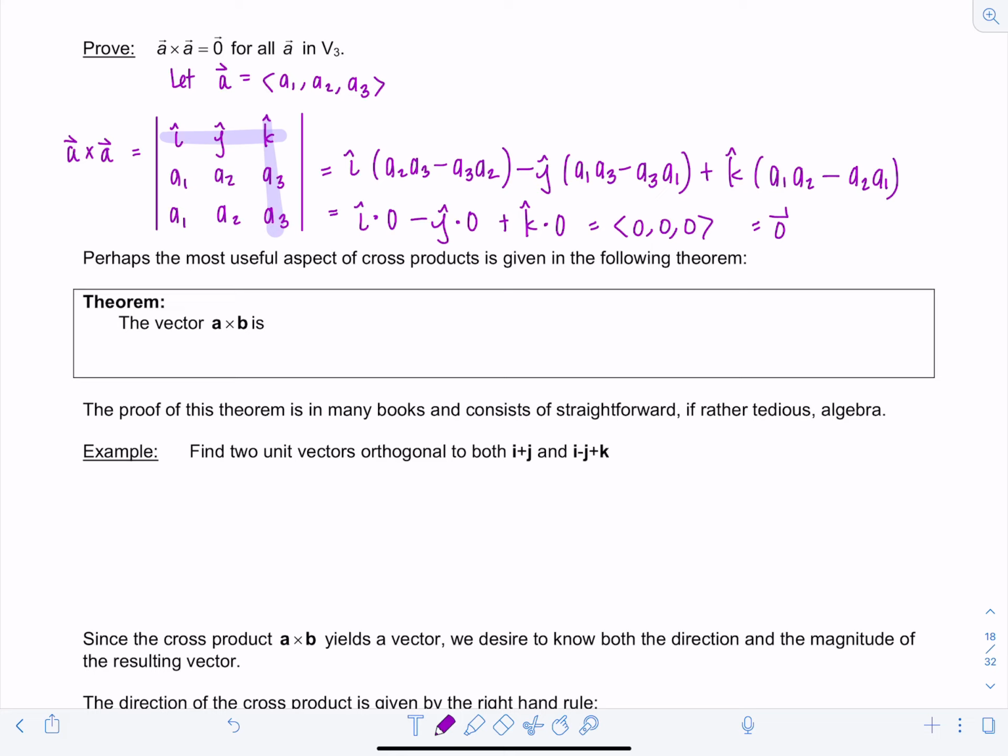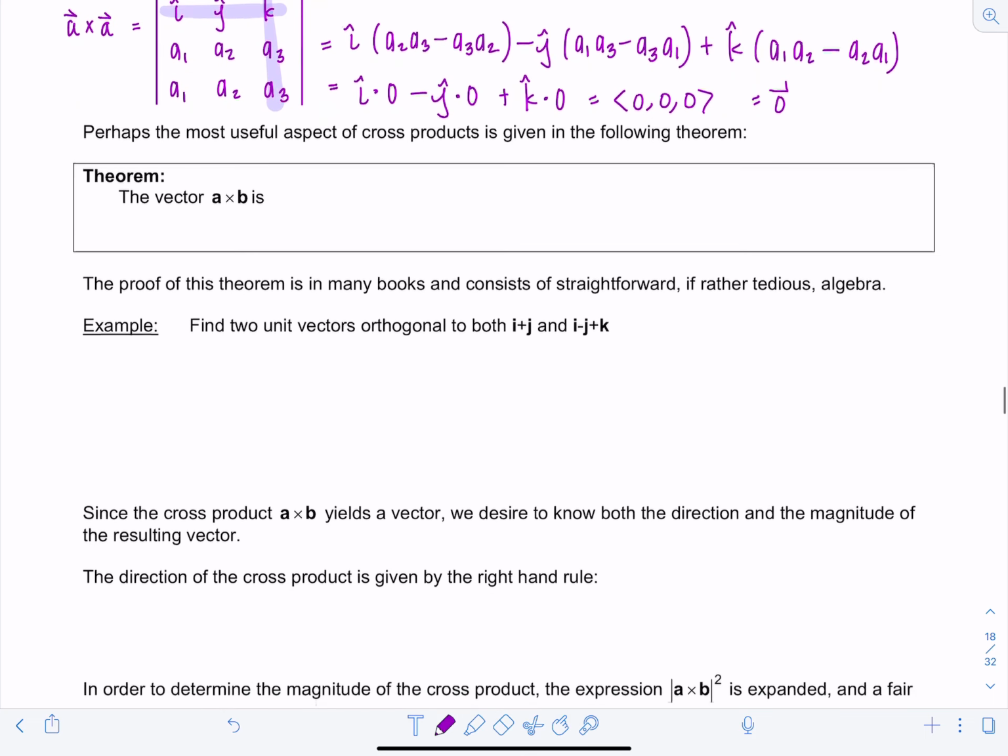Good. Now probably the most useful aspect of cross products is given in the following theorem. The vector A cross B is orthogonal to both vectors A and B. So it's mutually orthogonal to the first two vectors that you crossed in order to find that vector. And the proof of this theorem is in many books. It's pretty straightforward, but it's tedious algebra, so we're not going to work on it right now.